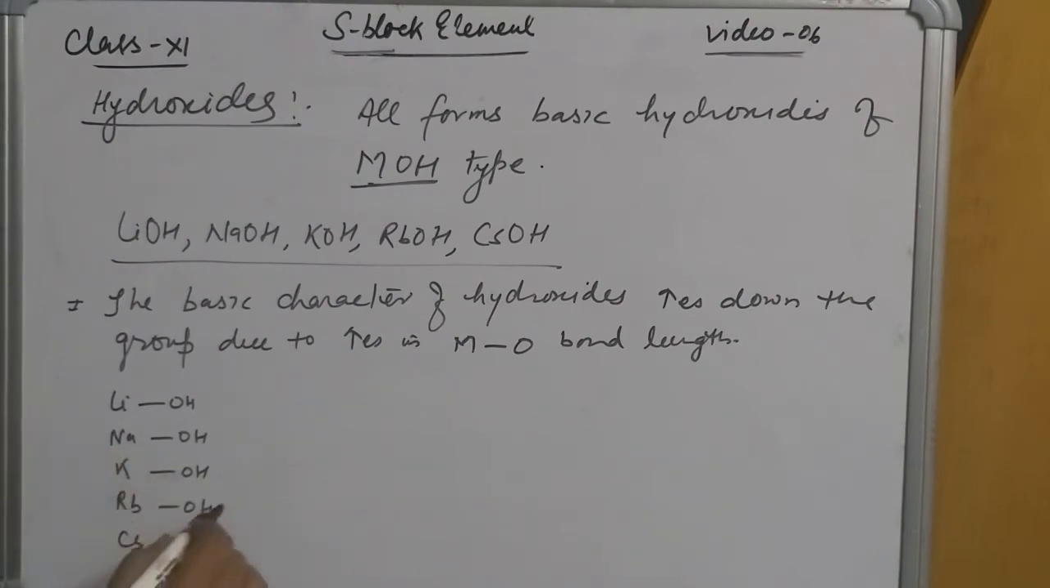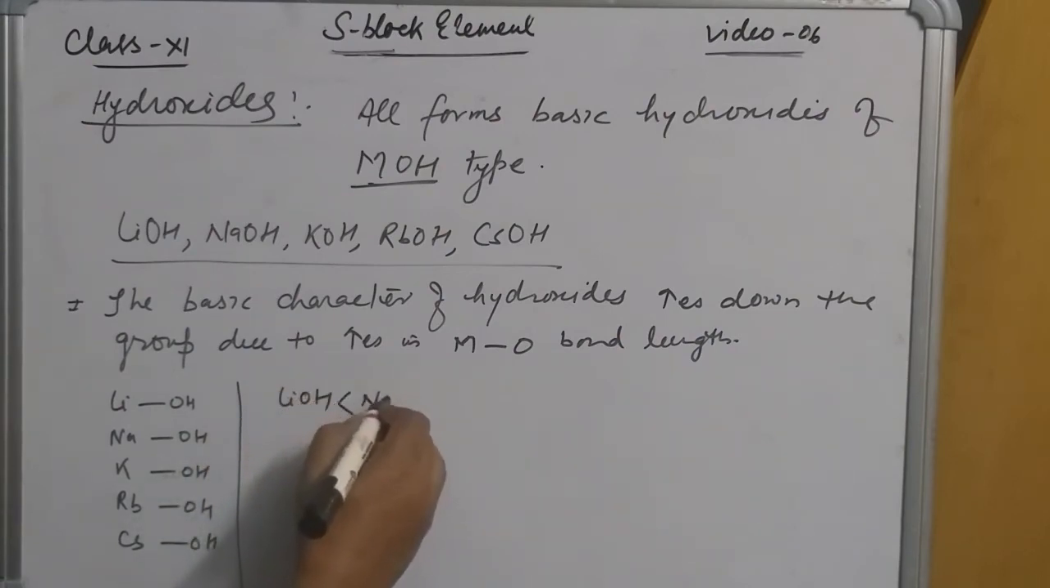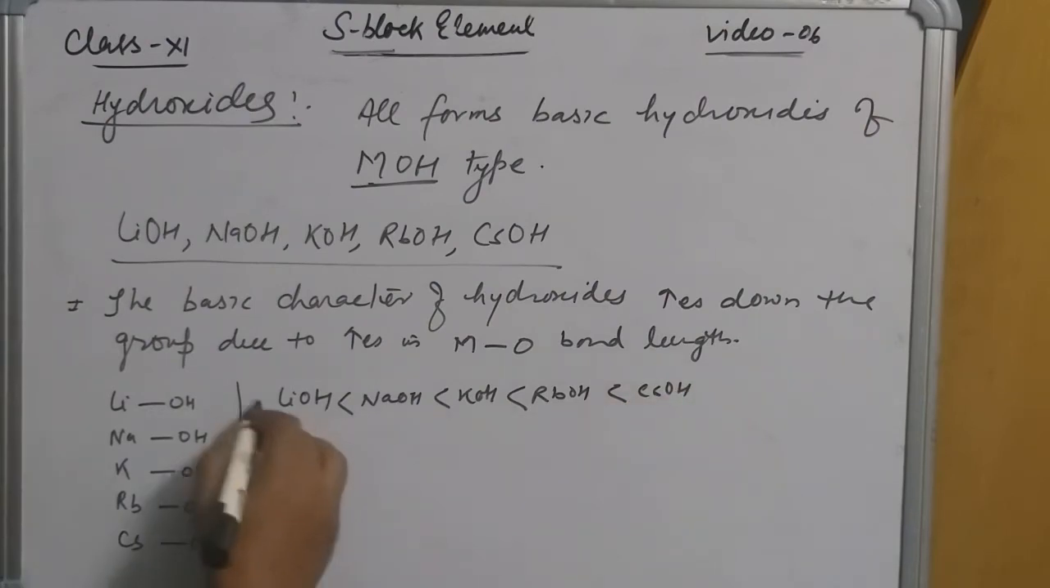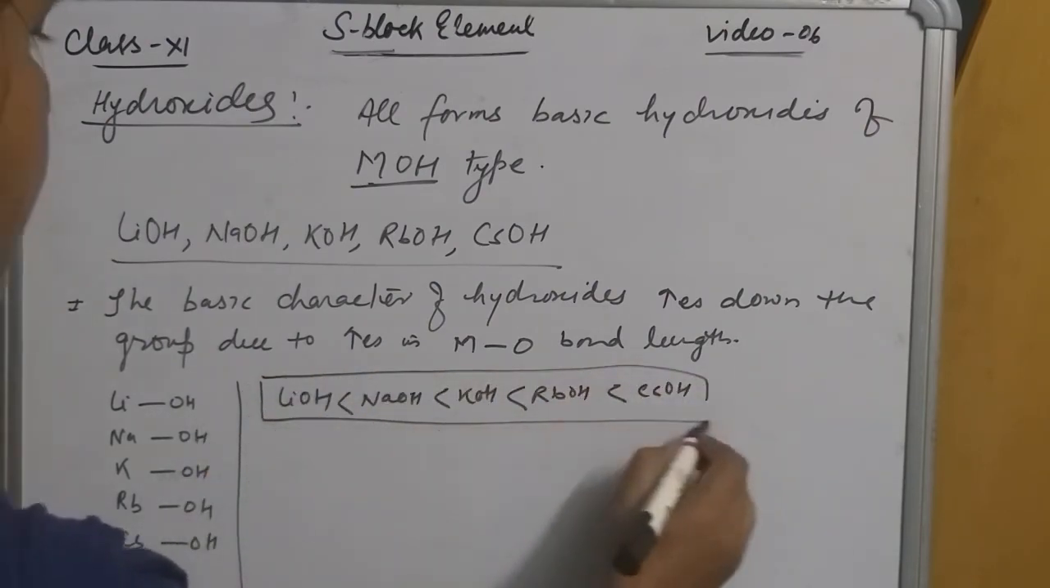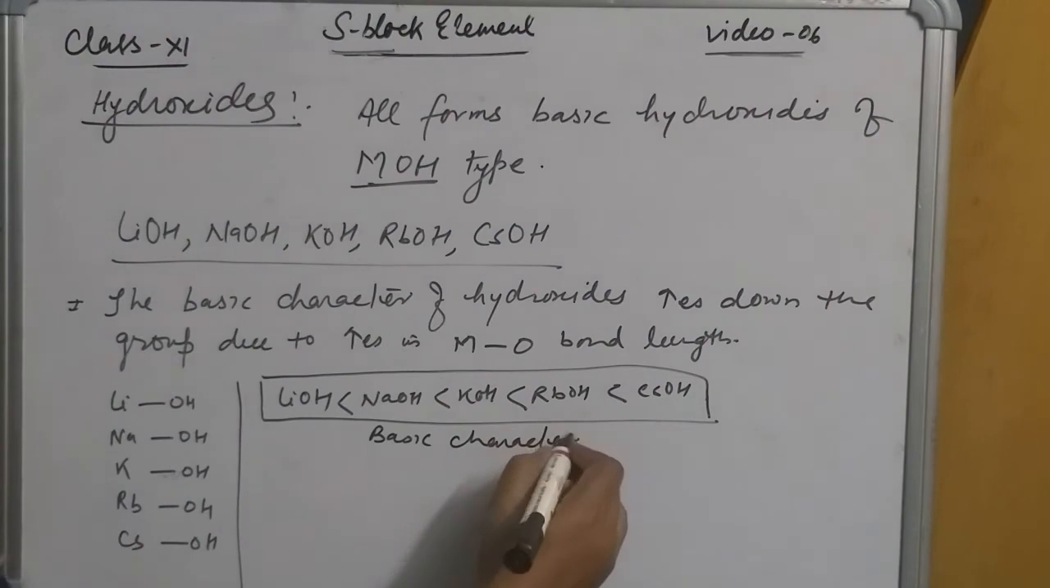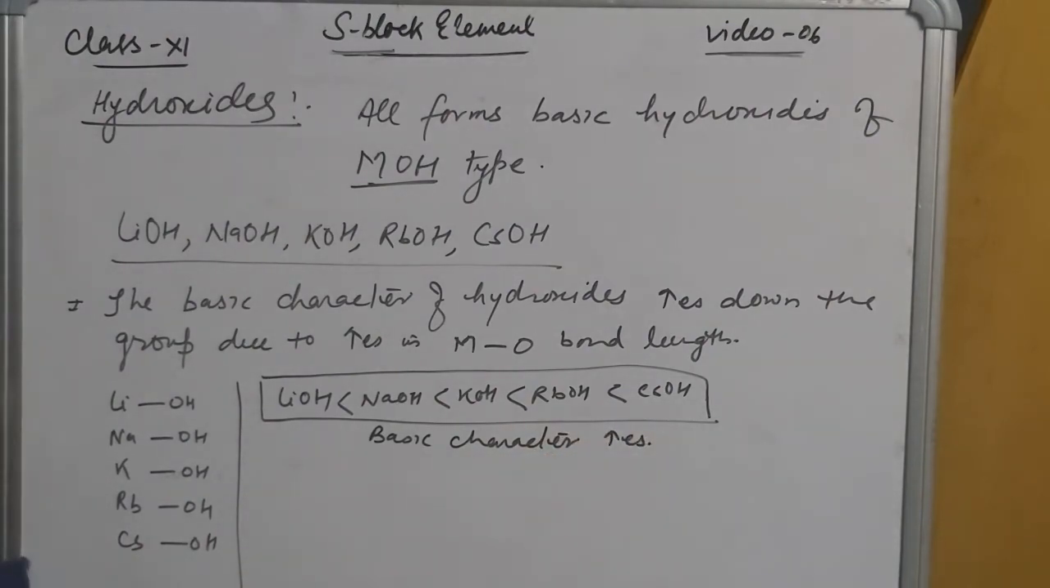As we move top to bottom, the bond length increases, so basic character also increases. If we arrange all the hydroxides, lithium hydroxide, sodium hydroxide, potassium hydroxide, rubidium hydroxide, and then cesium hydroxide, in this way, top to bottom, the basic character increases. Larger the bond length, smaller the bond dissociation enthalpy, so it can easily release OH ion, and in this way it shows more basic character.